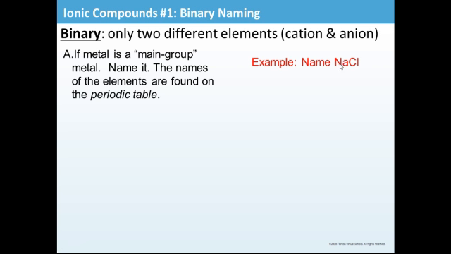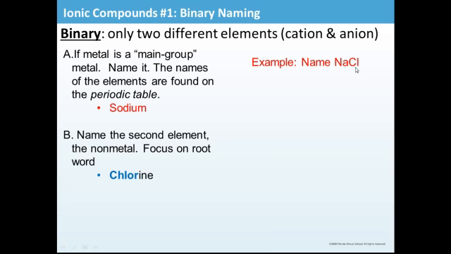Get yourself a periodic table that has the names in there if you don't know the names already. We do have a periodic table in the course under course information. So we look at the periodic table and we see that Na is just sodium. So we're going to name it sodium. Then we're going to name the second element. We're going to write out the name, but we're going to focus on that root word. For chlorine, the root word is going to be chlor. Then we are going to change the ending to IDE. So we're going to cross off the ending, we're going to add IDE. So the name of this compound is sodium chloride.